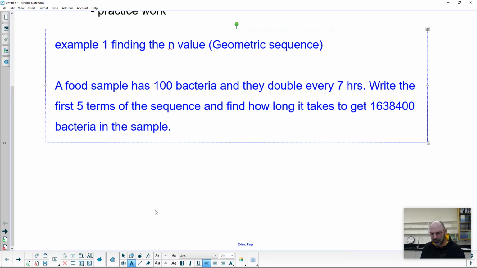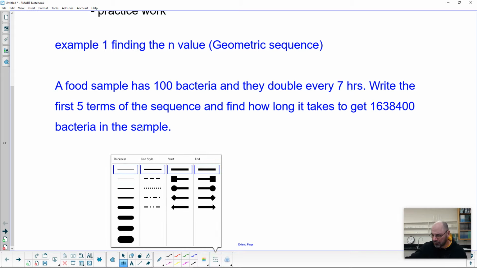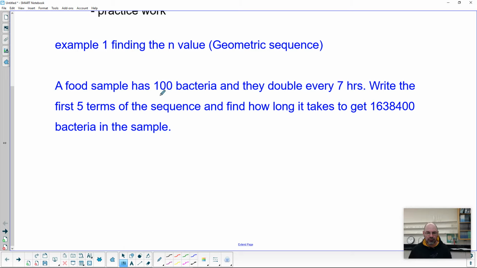So the first thing that we should do is define everything that is given to us in this example. So let me get a marker here, and we'll use green and we'll make it thin. Okay, and let me get my sheet out here. All right, so the first thing is a food sample is 100 bacteria, and they double every 7 hours. So if it's doubling every 7 hours, we know that R is not 7, it's 2. Doubling. 7 hours is just telling you how long it takes to double. It doesn't matter what that is. It has nothing to do with the math here, other than how long it takes.